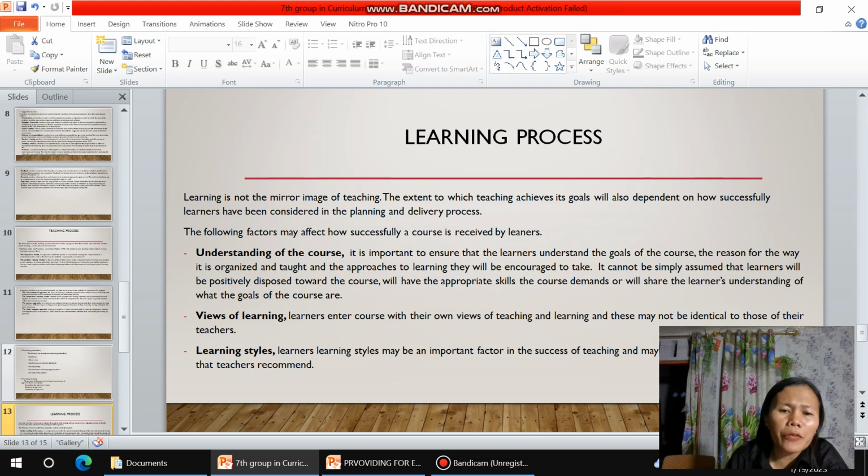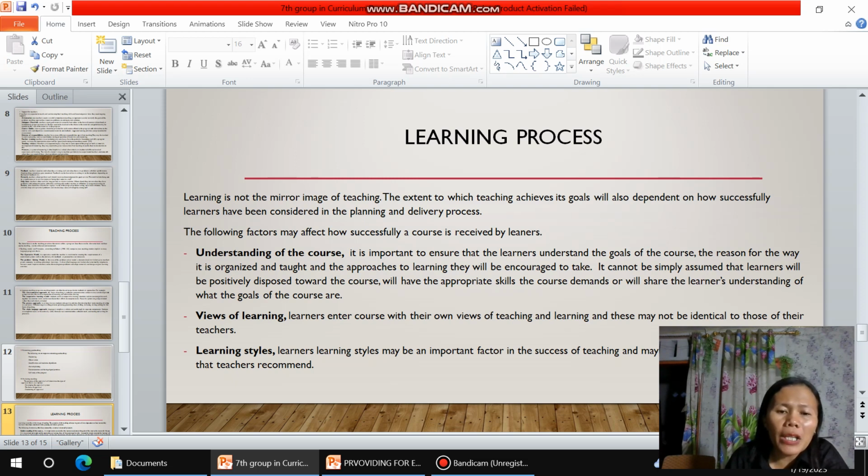First, understanding of the course. It's important to ensure that the learners understand the goals of the course, the reason for the way it is organized, and the approaches to learning they will be encouraged to take. It cannot simply be assumed that learners will be positively disposed toward the course, will have the appropriate skills the course demands, or will share the teacher's understanding of what the goals of the course are.